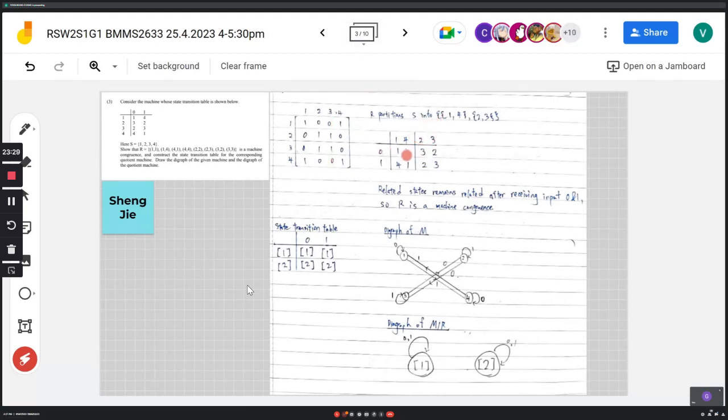And after you divide them into groups like this, you will need to see, after the input 0 and 1, what happened to all these. And we get this from the table here. Okay, so you can see the input state. The first one, state 1, after the input 0 and 1, it will go to 1 and 4. So here, input 0 is 1, input 1 is 4.